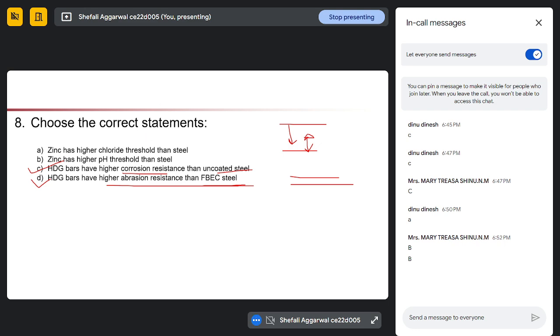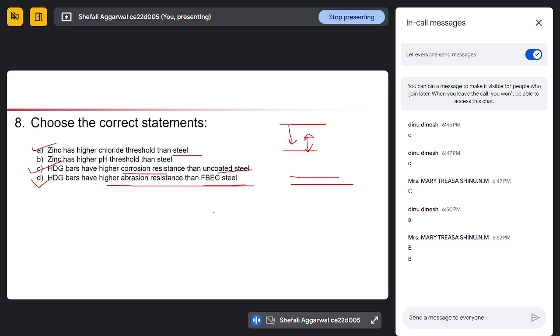So we will think from a concrete point of view. From a concrete point of view, zinc actually has a higher chloride threshold. That zinc layer will corrode at a higher chloride content as compared to the normal steel rebar. The last option is that zinc has a higher pH threshold than steel.